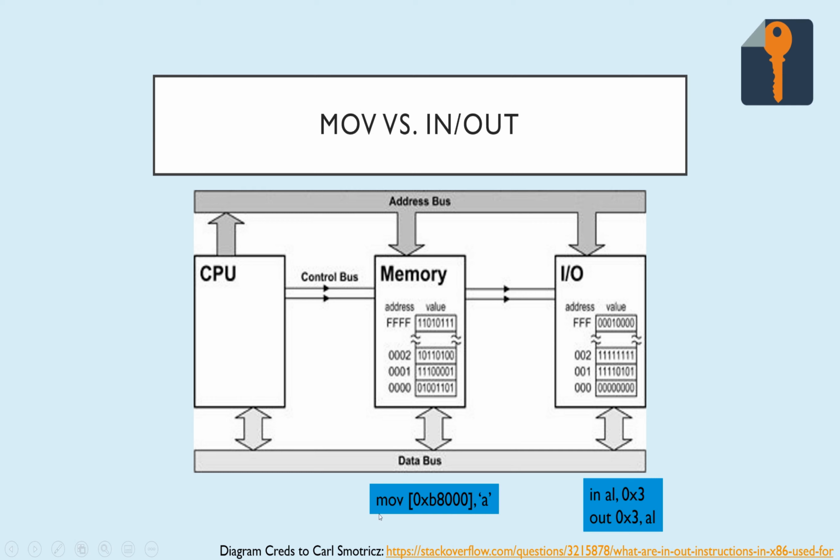Well, we've been using the move command this whole time, and we've been accessing the main memory in this center block here, our random access memory. If we're using the in and the out commands, we're actually not touching that part of the computer at all. We are in the I/O memory over here on the right hand side. So hopefully that's a good visual for you too.